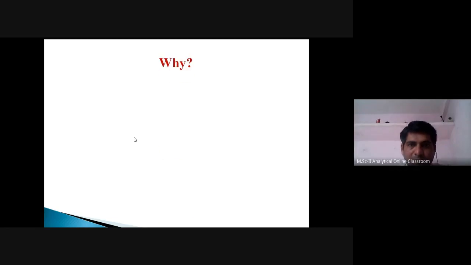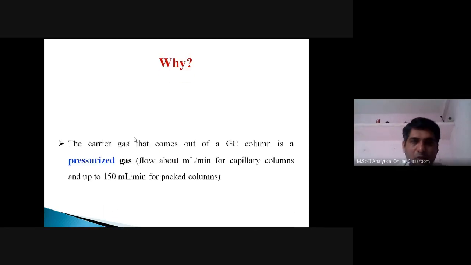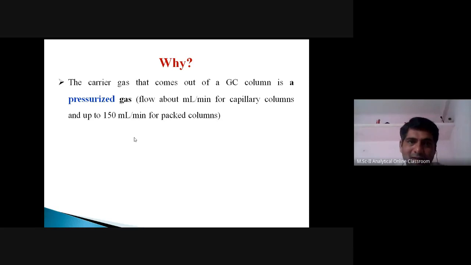Or interface. Now let's see why it is important. As I said, the carrier gas that comes out of the GC column is pressurized gas, because GC works under high pressure.